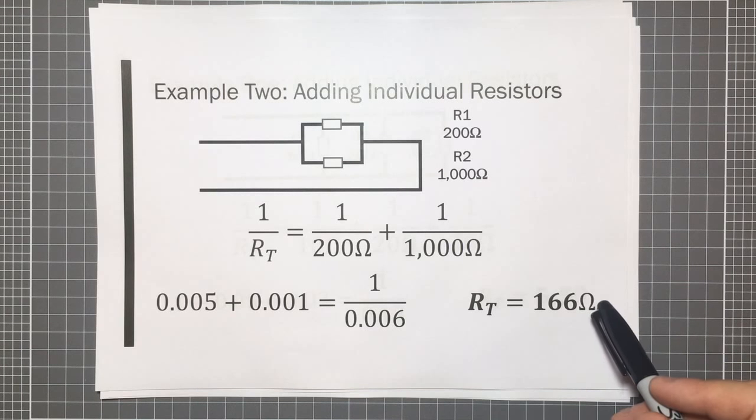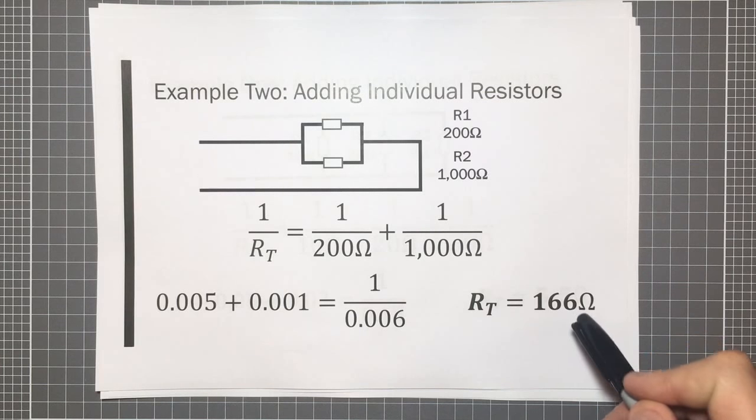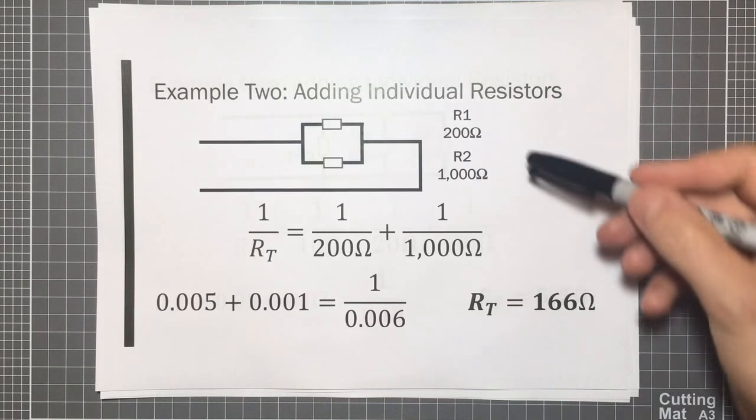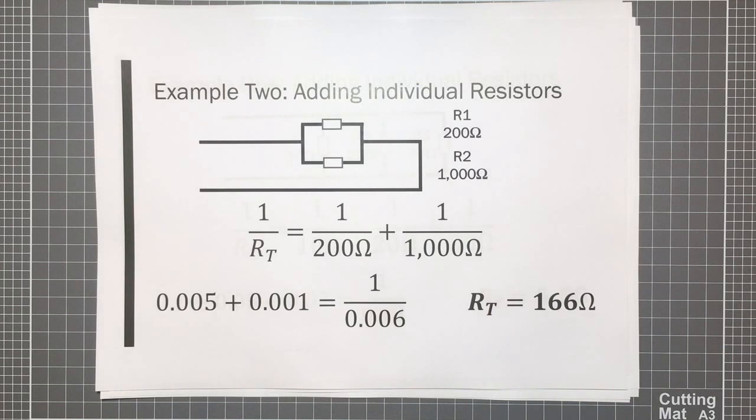So what we're looking at for this circuit here is 166. And again, we can do that quick little check. 166 is definitely less than 200, which is our smallest resistor. So it would mean that we're on the right track. And hopefully we've actually gotten that one right.